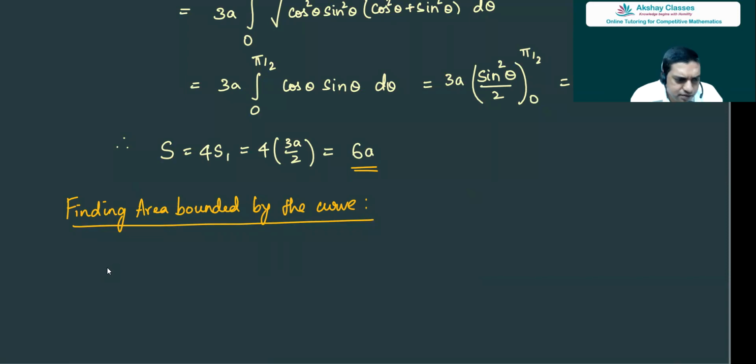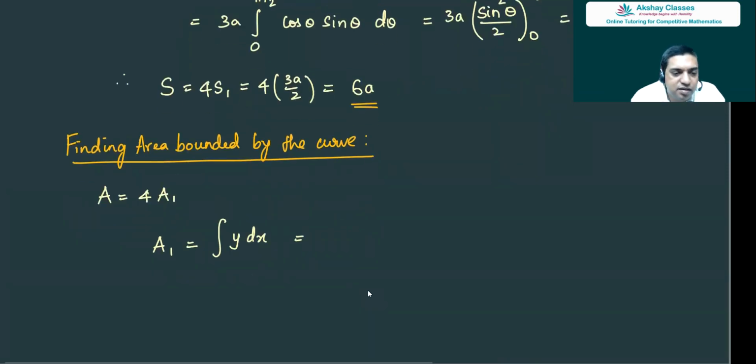My parametric method. So A is 4 times A1, 4 times the area in the first quadrant. So the area in the first quadrant is integral y dx. You write like this. Now x of course is varying from 0 to a, but y we can write in terms of theta. X also we can write in terms of theta. So dx will be dx upon d theta times d theta.